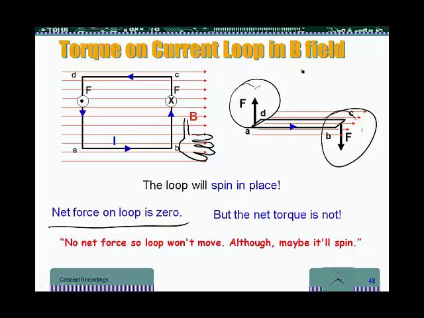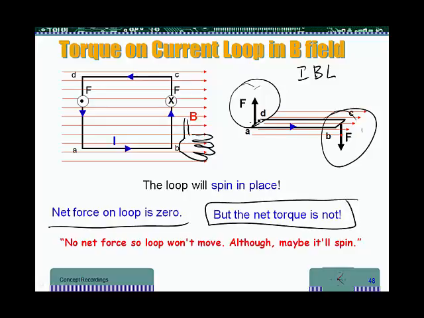Why are they equal to each other? It's IBL sine theta. Theta in this case is 90 degrees. So in both cases, IBL, both segments have the same length. So we have the same force. So equal forces, opposite in directions, they balance. So the loop is not going to move anywhere, except the net torque is not 0.